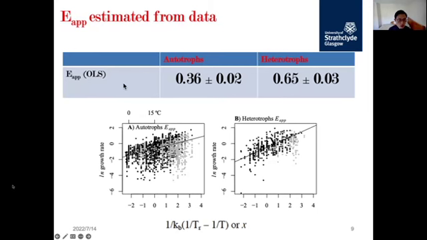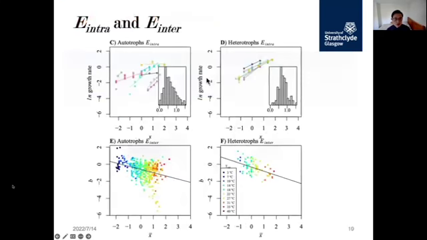From the linear regression, we calculate that the apparent activation energy for the autotrophs is about 0.36, and for heterotrophs about 0.65. It is consistent with previous estimates, and you can see the heterotrophs do have a stronger temperature sensitivity than autotrophs. But if we calculate the intraspecific and interspecific activation energy, you can see the heterotrophs show a greater intraspecific temperature sensitivity than the autotrophs, but the interspecific activation energy is almost similar between the two.